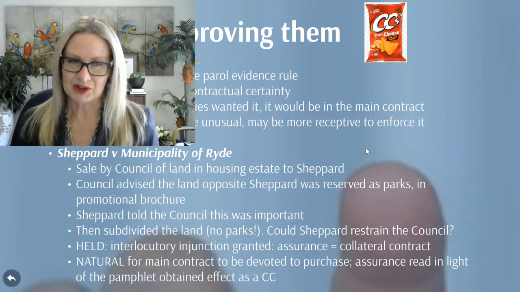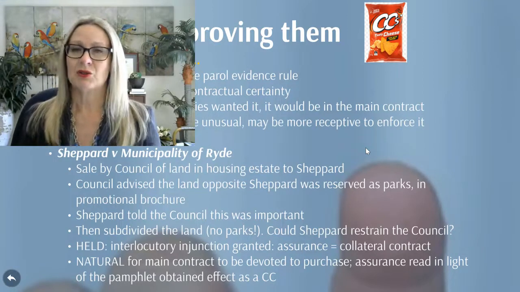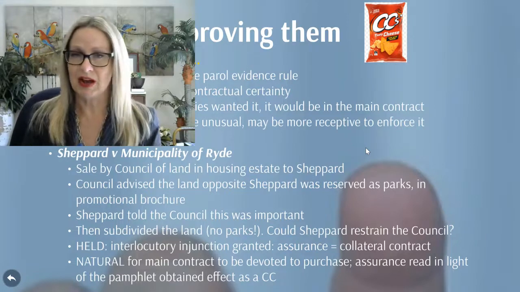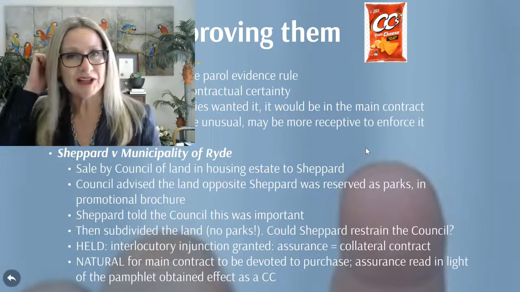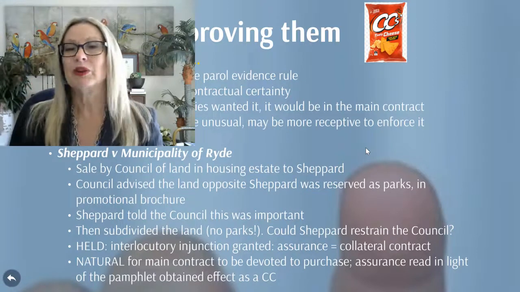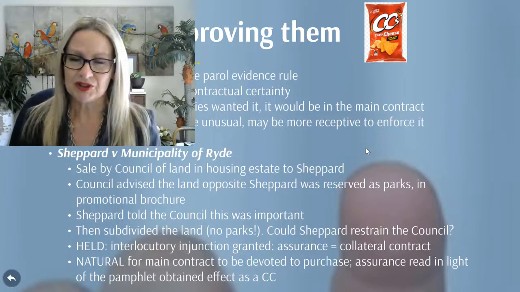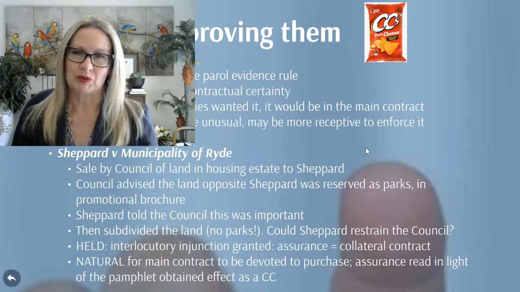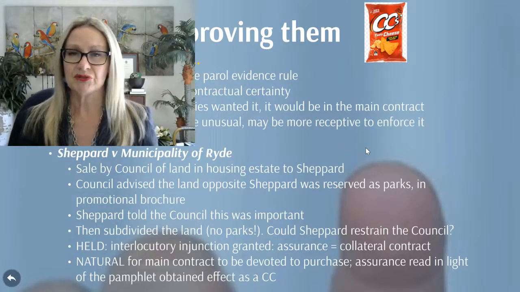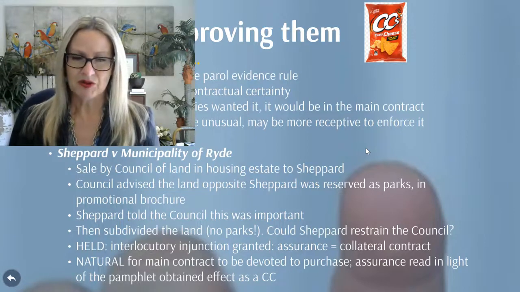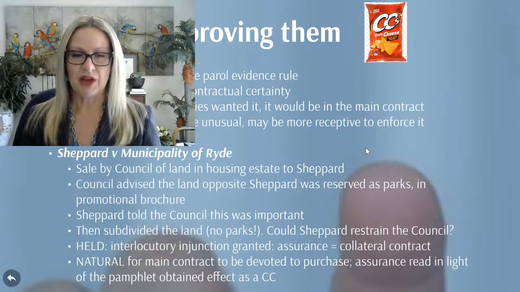The land was purchased by Shepherd, and then the council thought, here's a money-making opportunity. We're just going to subdivide that land across the way there and make more money for ourselves. That whole idea of a park, yeah, that goes out the window. We're after the dollars instead. Of course, Shepherd wasn't very happy at that development, sought an interlocutory injunction to restrain the council from subdividing that land and selling it off.